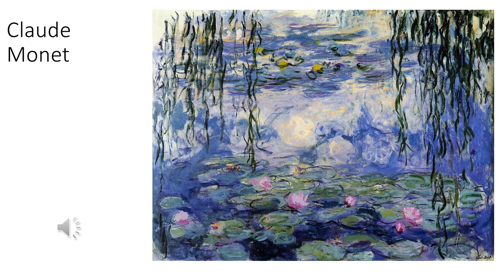Claude Monet is an Impressionist artist, and the reason they called them Impressionists is because they didn't use very, very clear line work. Instead, it had a smudgy effect that you can see very clearly in this Water Lilies painting.